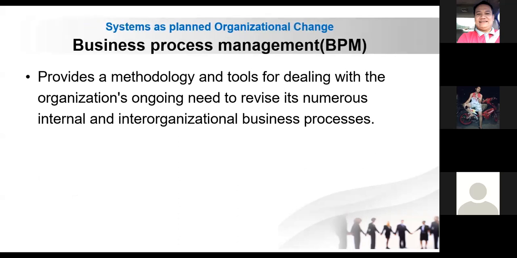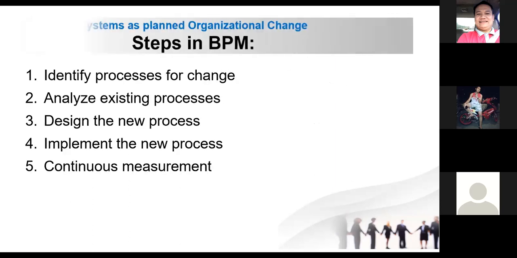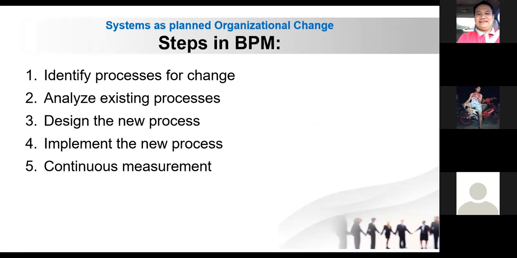Business process management. Business process management is the discipline of improving a business process from end to end by analyzing it, modeling how it works in different scenarios, executing improvements, monitoring the improved process, and continually optimizing it. Steps in BPM: first is identify process for change, analyze existing processes, design the new process, implement the new process, and continuous measurement.